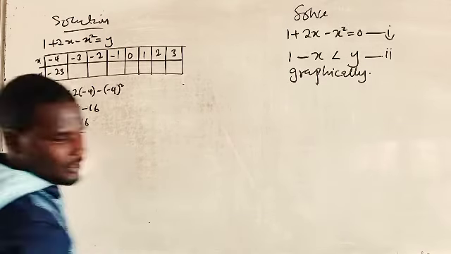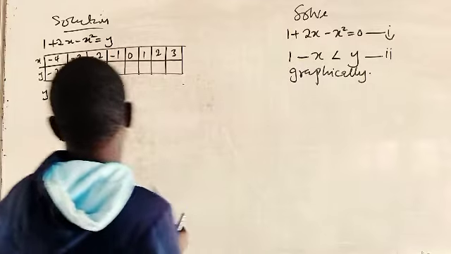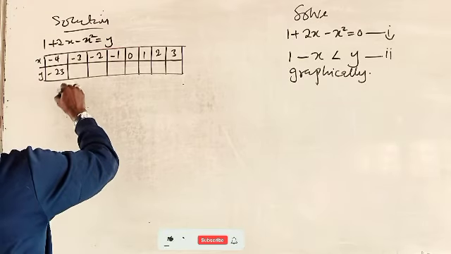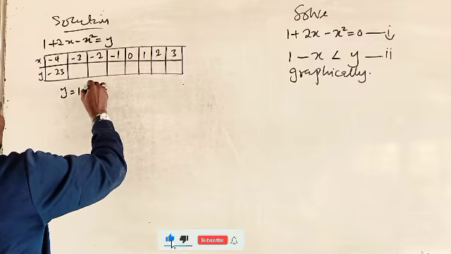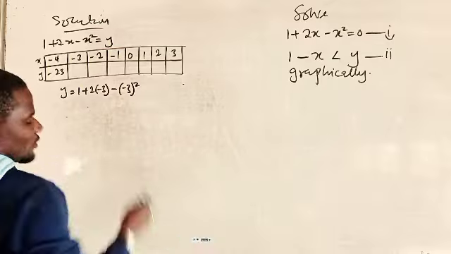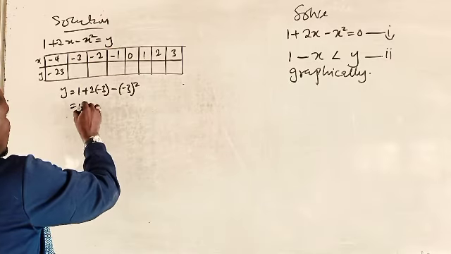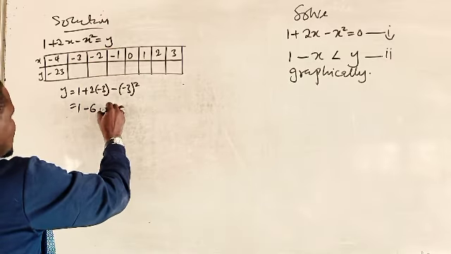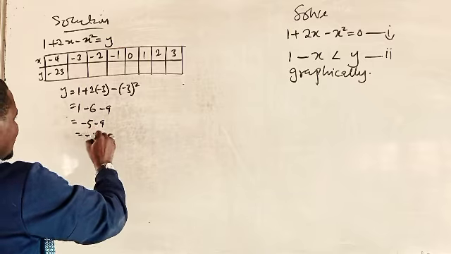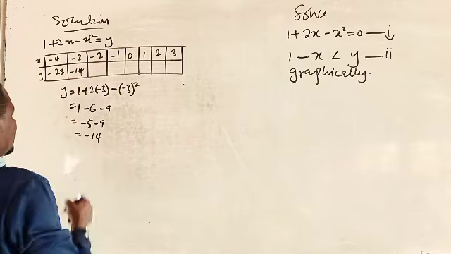Now after this, we see when x is minus 3. We have y equals 1 plus 2 bracket minus 3 minus bracket minus 3 squared. This is the same as 1 minus 6 minus 9. And this is minus 5 minus 9, and this is minus 14. Minus 14 here.